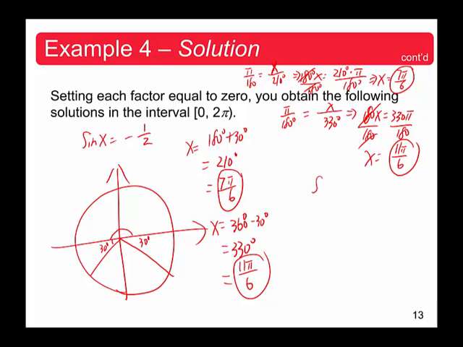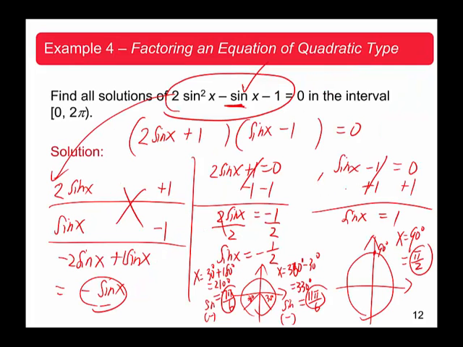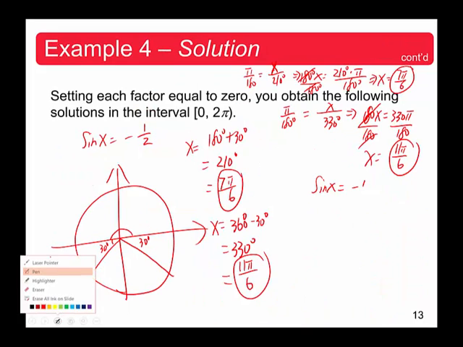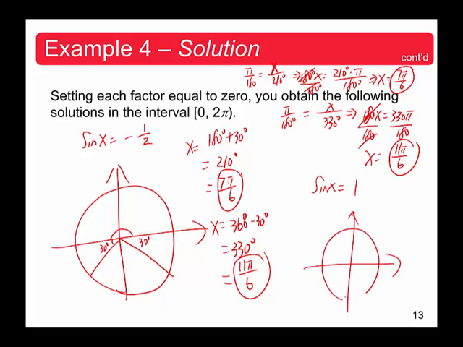Second factor is sine x equal negative 1. No, equal to 1. Yeah, positive 1. So in the first cycle, sine x equals 1 right here, 90 degrees. That means x equals 90 degrees. 90 degrees, half pi. Pi is 180 degrees, divided by 2, that becomes 90 degrees. So three solutions for this question.